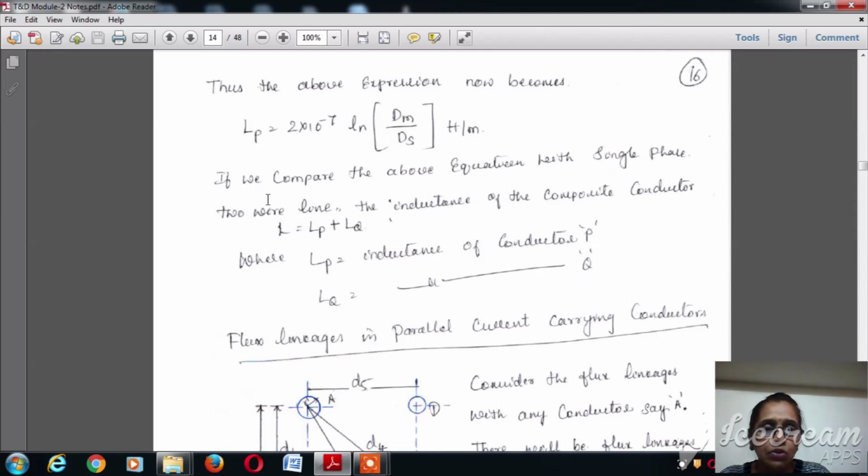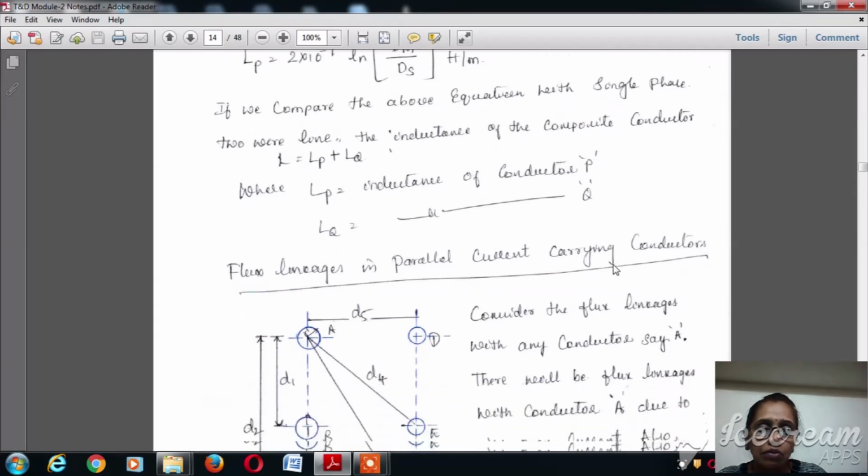So if we compare the above equation with the single phase two wire line, the inductance of the composite conductor is nothing but equal to L is equal to LP plus LQ, where LP is equal to inductance of the conductor P, LQ is equal to inductance of the conductor Q.